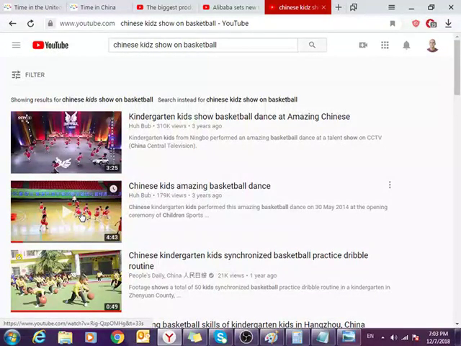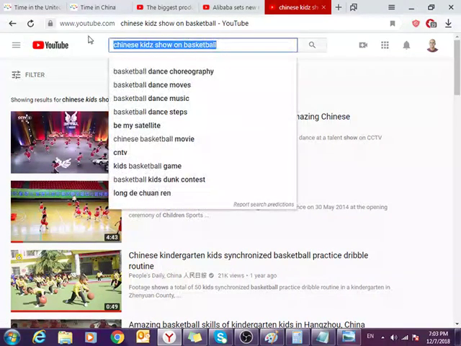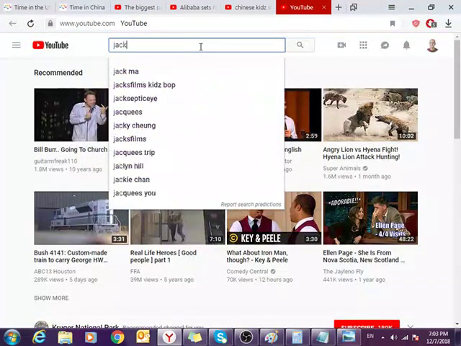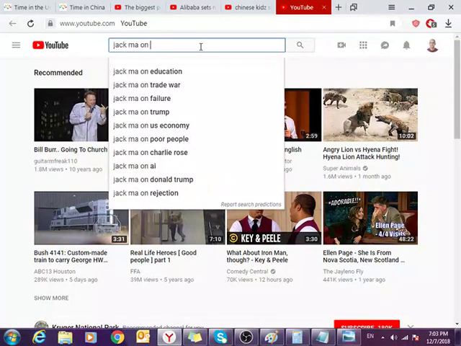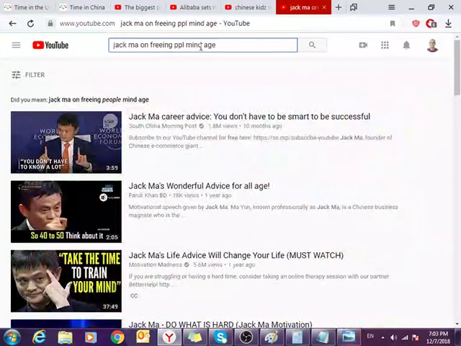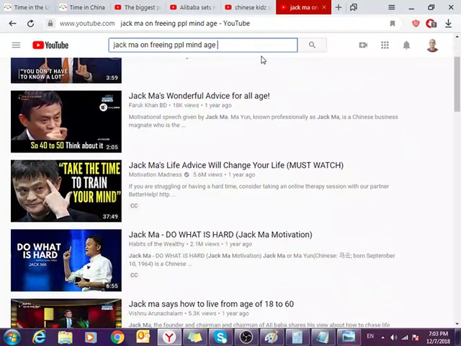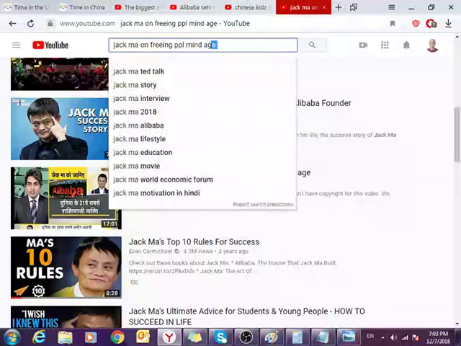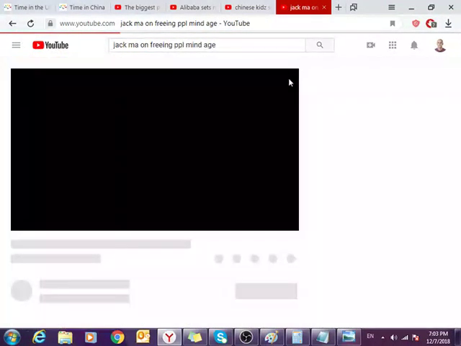See that? If you look at that carefully, when you listen to these words, Alibaba on freeing people's minds. Now, when you listen to these words, Alibaba, Jack Ma on freeing people's minds, freeing people's minds age. These words are a little bit painful. Really painful. Just a second.